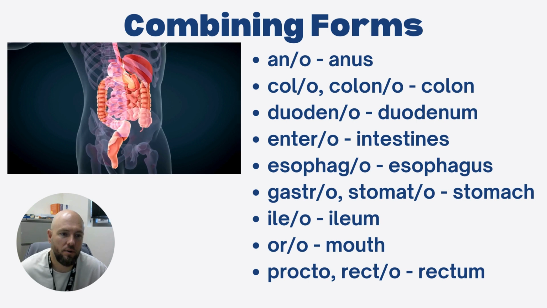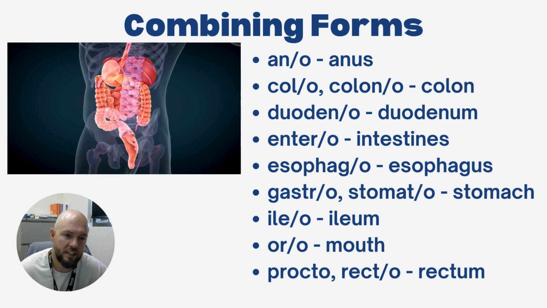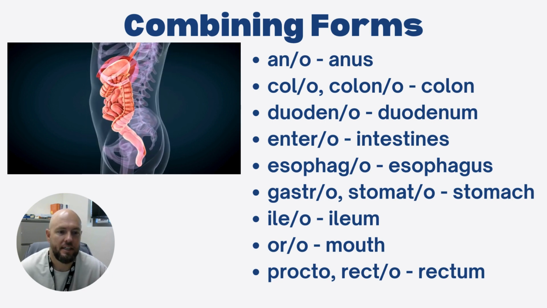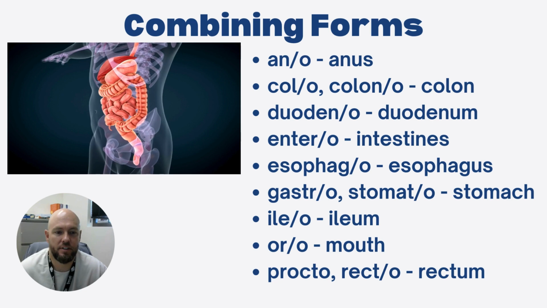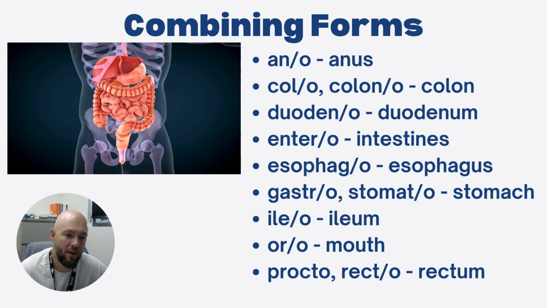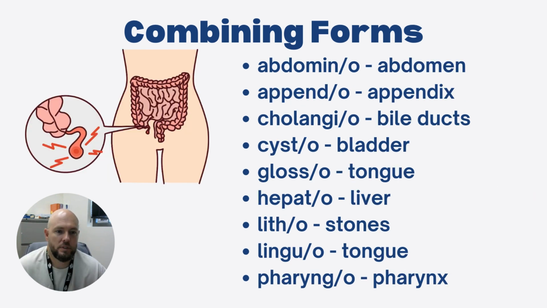Colo or colano is colon. Duodeno, the duodenum. Entero means intestines. Esophago, esophagus. Gastro or stomato are referring to the stomach. Ilio is referring to the ileum. Oro, mouth. Procto or recto is referring to the rectum. And abdomino is referring to the abdomen.